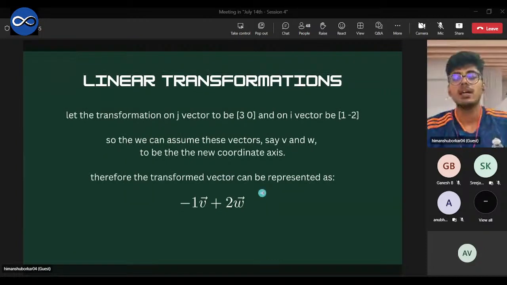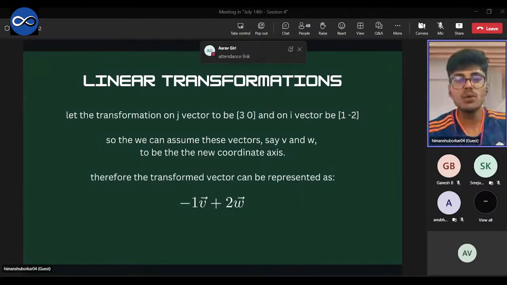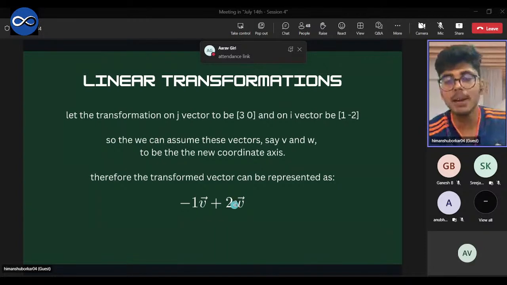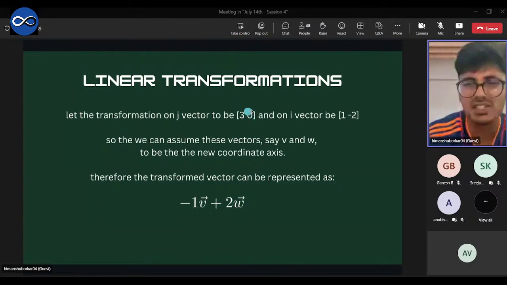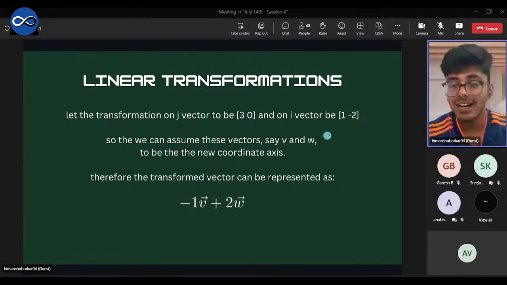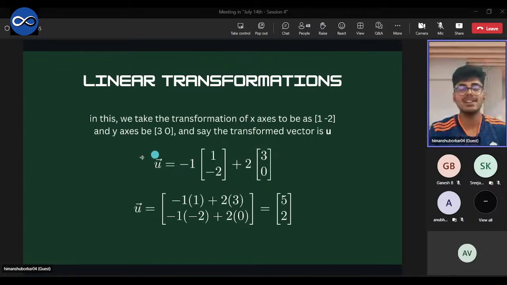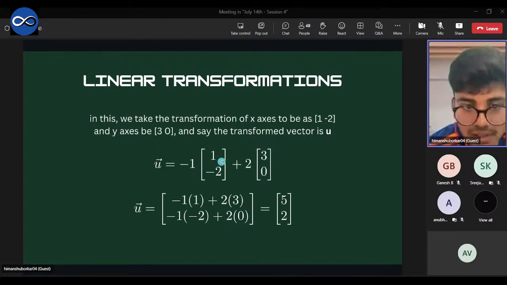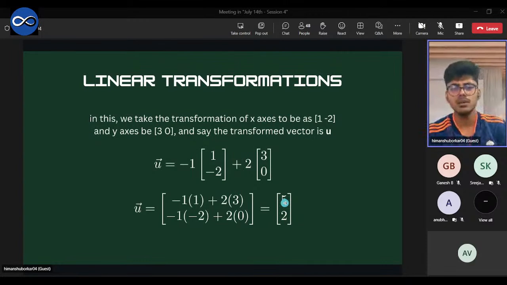Okay. So the resultant vector is nothing but this transformed vector. And we know how we represent the v vector and w vector in our coordinate system, which is just what I told over here, right? So we do that calculation over here. Basically, that's all that we do. We do these calculations and we get (5, 2). Cool.